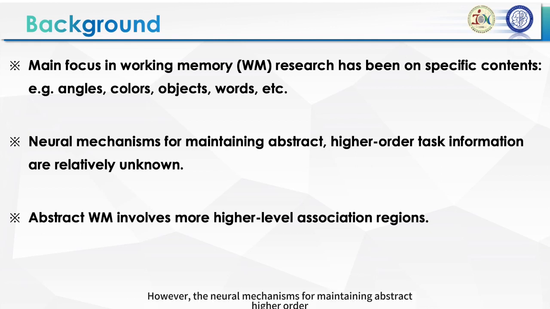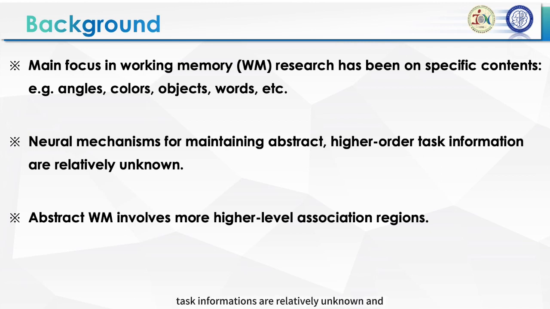However, the neuromechanisms for maintaining abstract higher order task information are relatively unknown. And by abstract information, I mean information like task goals, rules, or contexts, things that govern the usage of low-level sensory information. What we do know is that in contrast to specific contents, representing abstract working memory often involves more higher-level association regions.